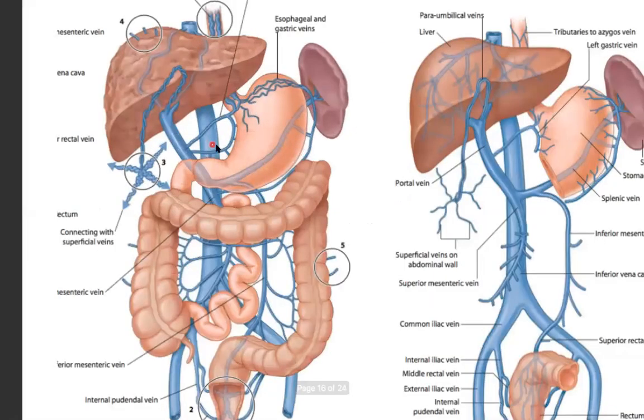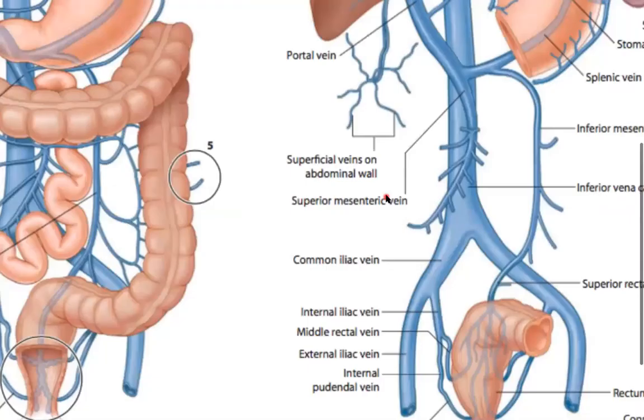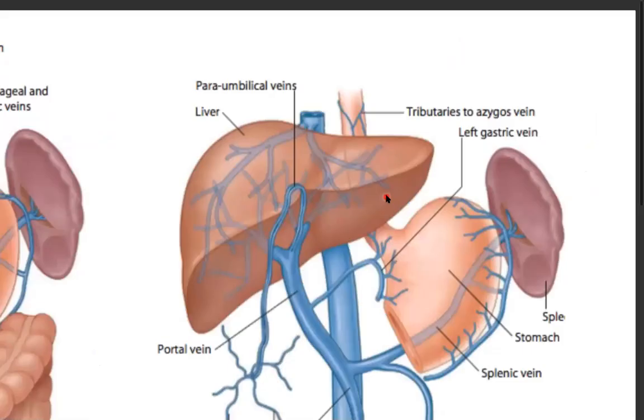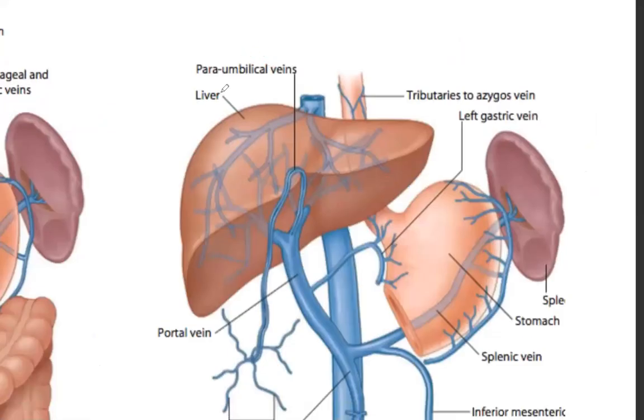And let's take this picture into consideration. Look at it. In the areas where the portal circulation and systemic circulation meet, the first one is the esophagus. Here, the superior part of the esophagus drains into the azygous vein, while the lower part of the esophagus drains into the gastric vein. Okay? Gastric is portal, while azygous vein is systemic. So at this place, systemic circulation meets portal circulation. That's the first area.